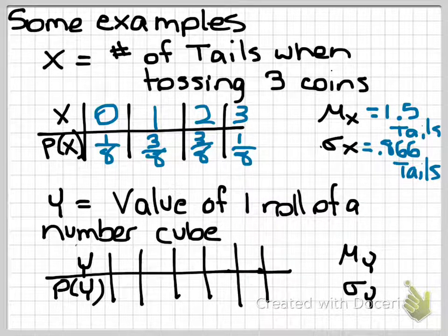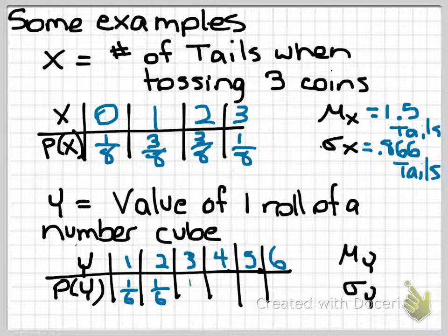If we want to consider the value of one roll of a number cube, we could potentially get a 1, a 2, a 3, a 4, a 5, or a 6. And the probability for each of those is going to be 1/6. And we could go about using our formula from the previous slides and calculate the mean of the value of one roll and the standard deviation. So I'm going to go ahead and give you the answers, but you might want to pause now, get your answers, and then come back and check.